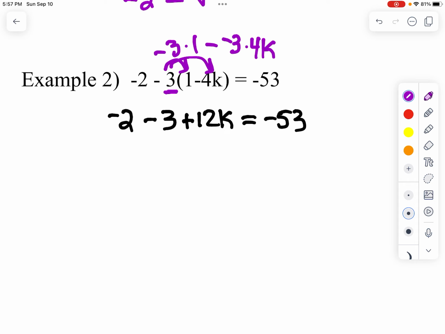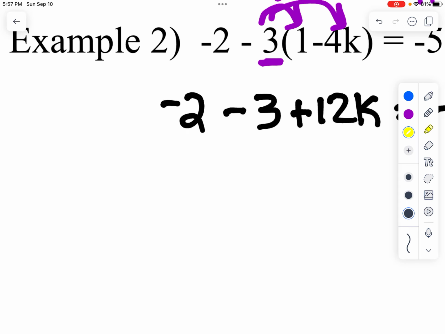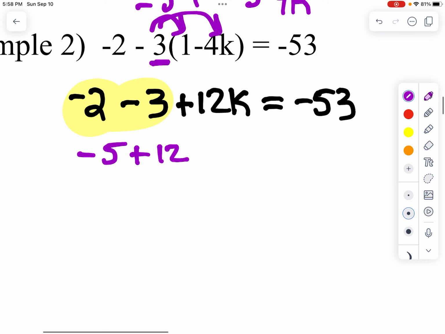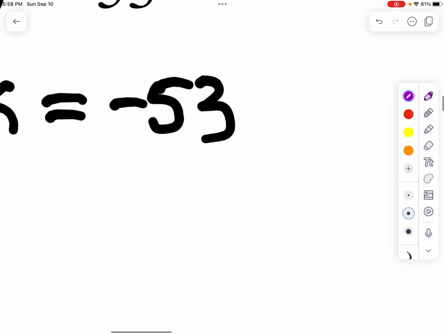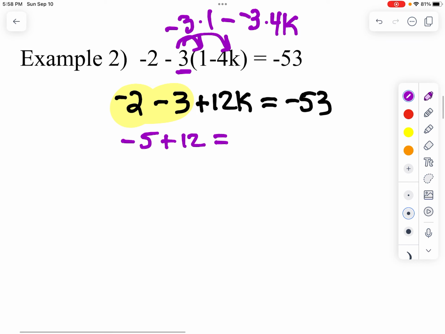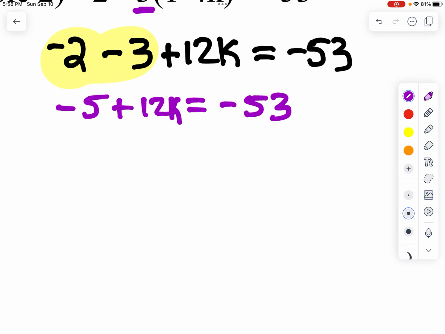All right, step 2 says, look at the left. Do you see any like terms? So on the left side of the equation, again, I do. I see like terms right there. I'm going to go ahead, I'm going to combine those. -2 minus 3 is -5. I drop down the plus 12k equals, on the right side, just a -53. So I'm just going to drop it straight down. And I forgot my k. Hopefully you picked up on that. Good for you if you did.